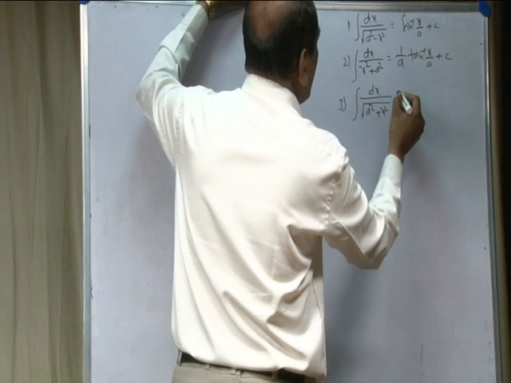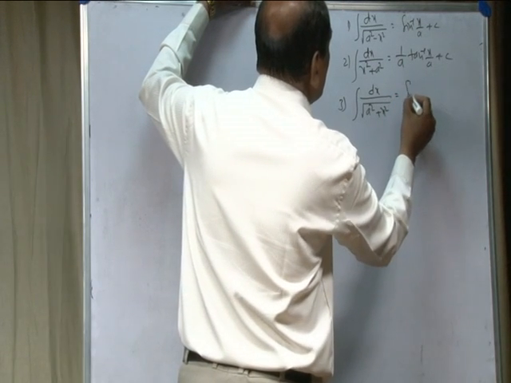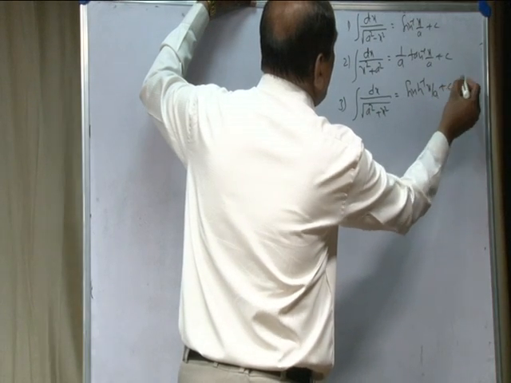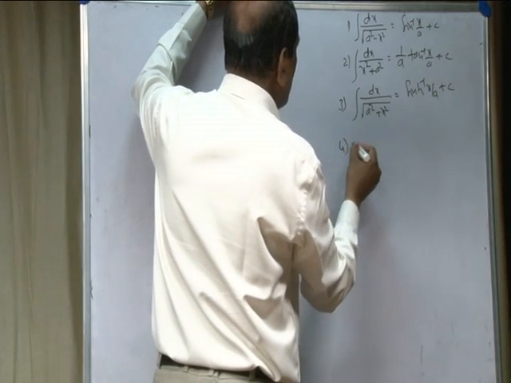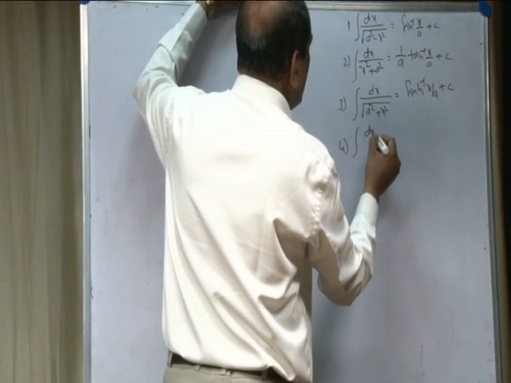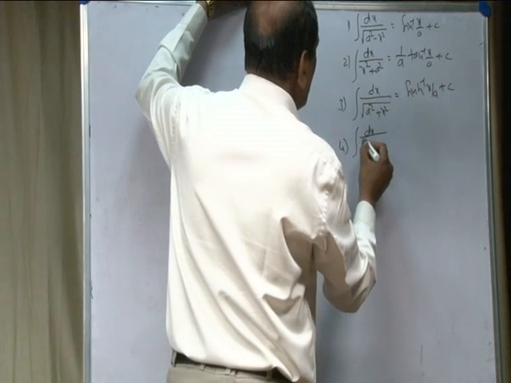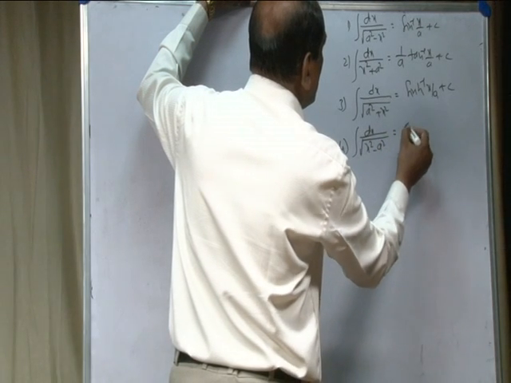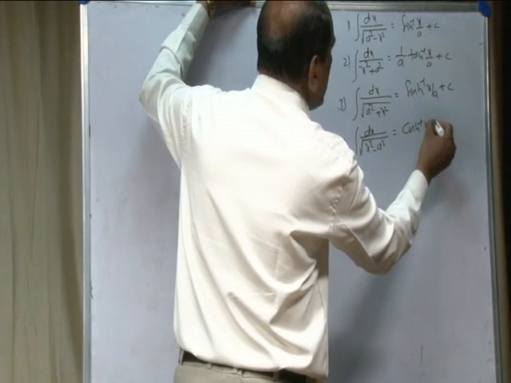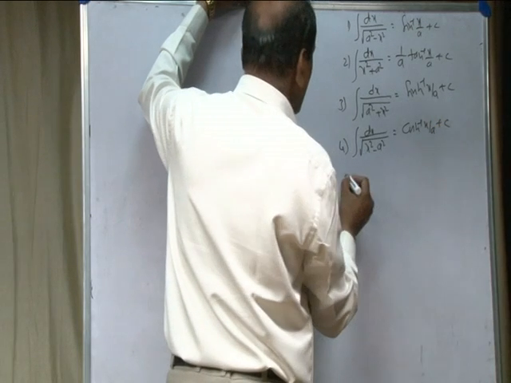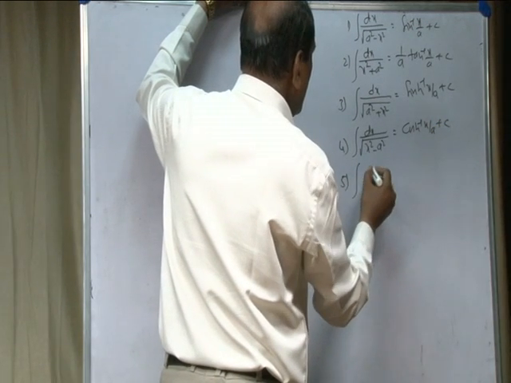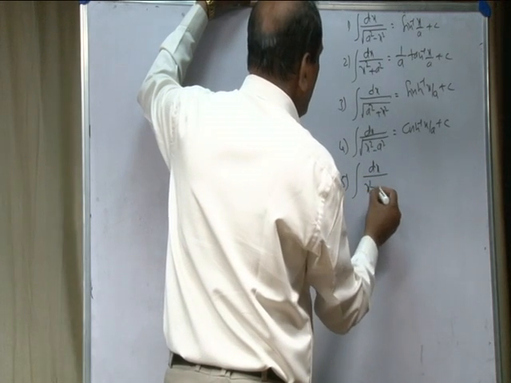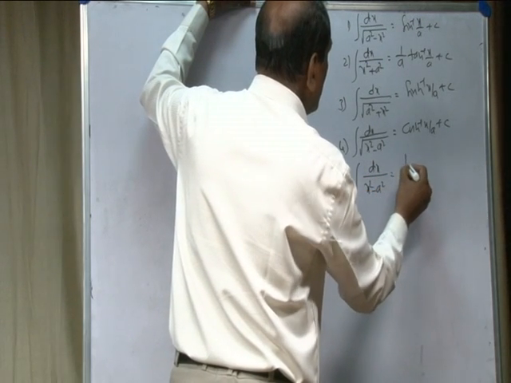Third one, integration of 1 divided by root of a square plus x square dx is equal to sin h inverse x by a plus c. Fourth one, integration of dx by root of x square minus a square is equal to cos h inverse x by a plus c.